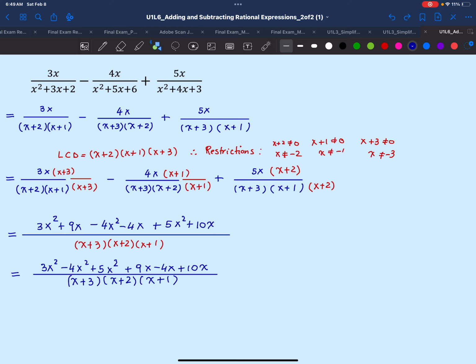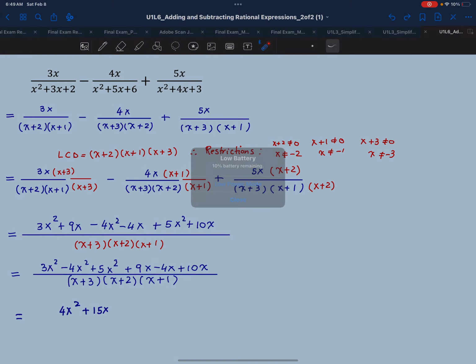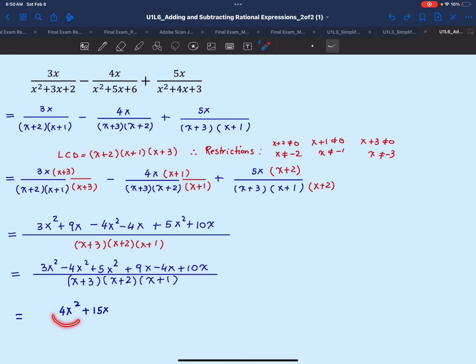So next we will want to simplify the numerator a little bit more. And we have 3x squared minus 4x squared plus 5x squared equal to 4x squared. And then 9 minus 4 is 5, plus 10 is 15. And again, everything under the denominator (x plus 3)(x plus 2)(x plus 1).